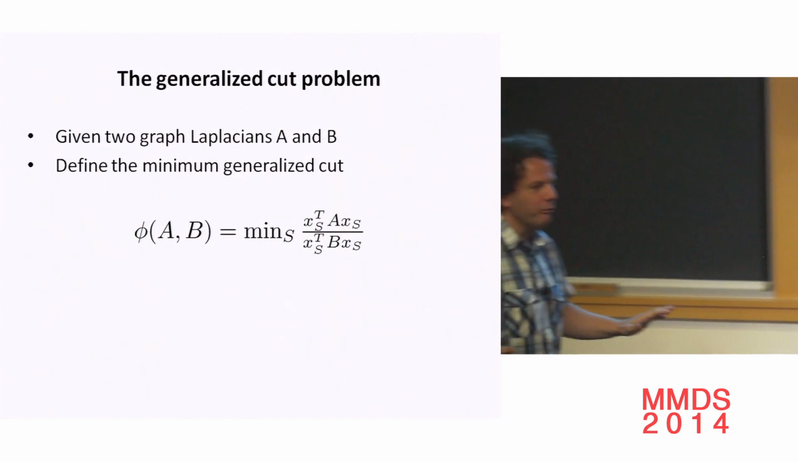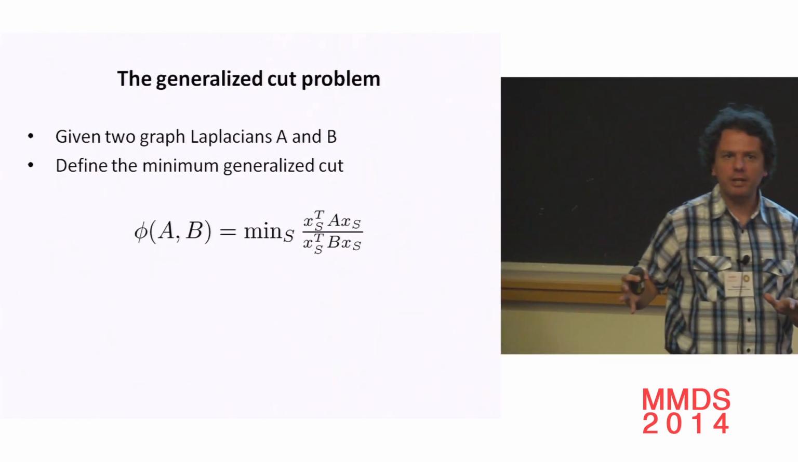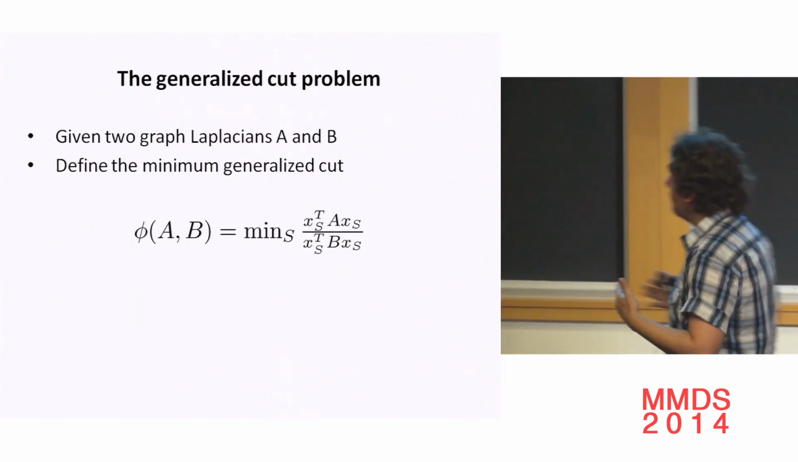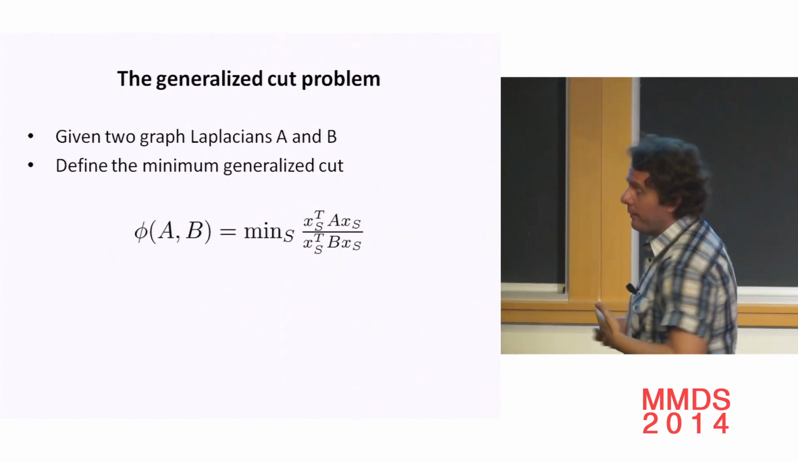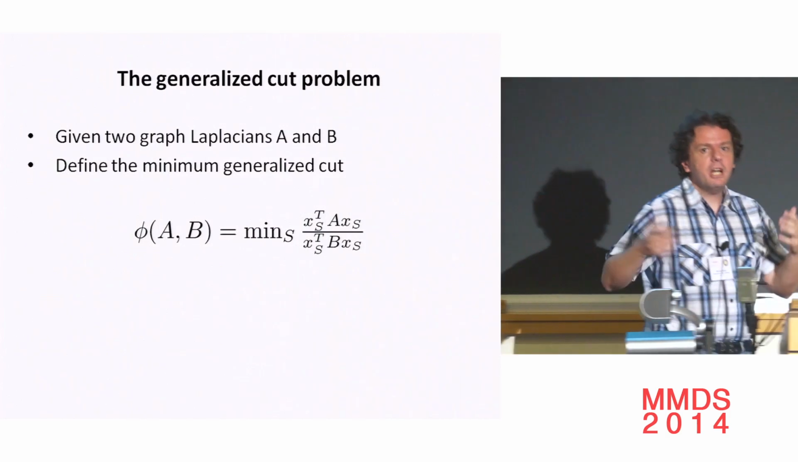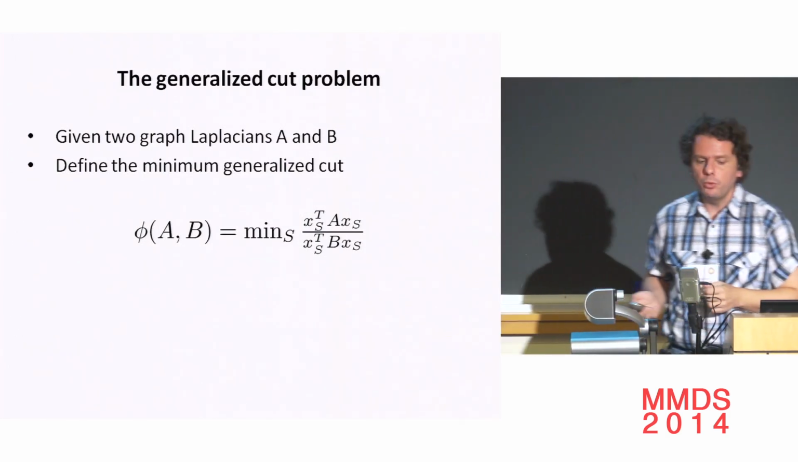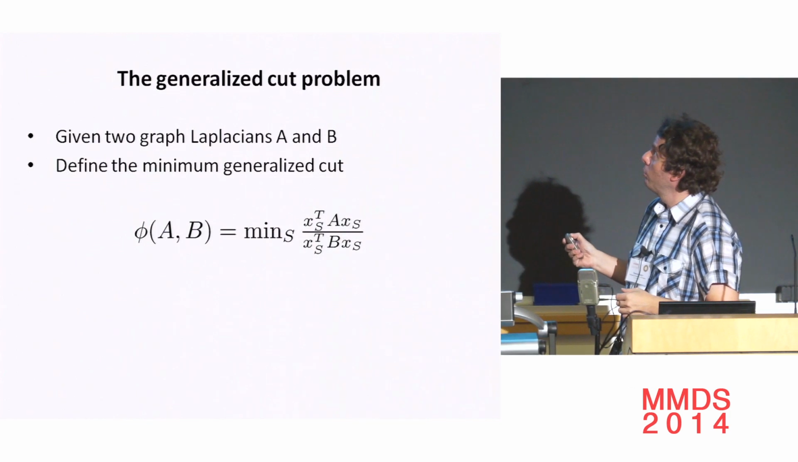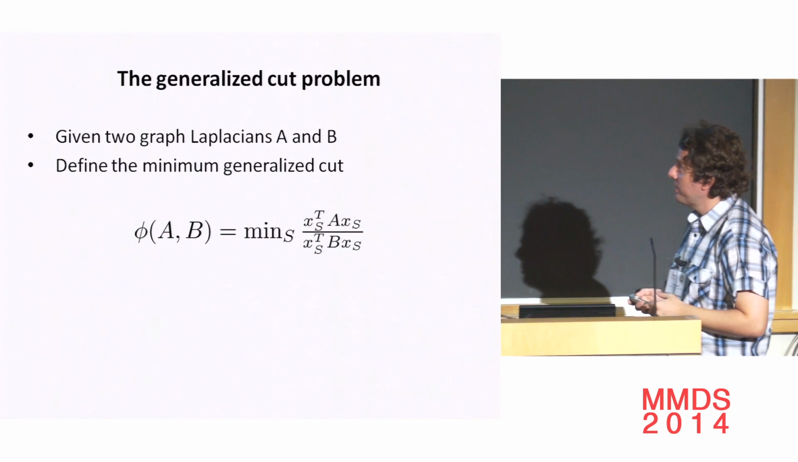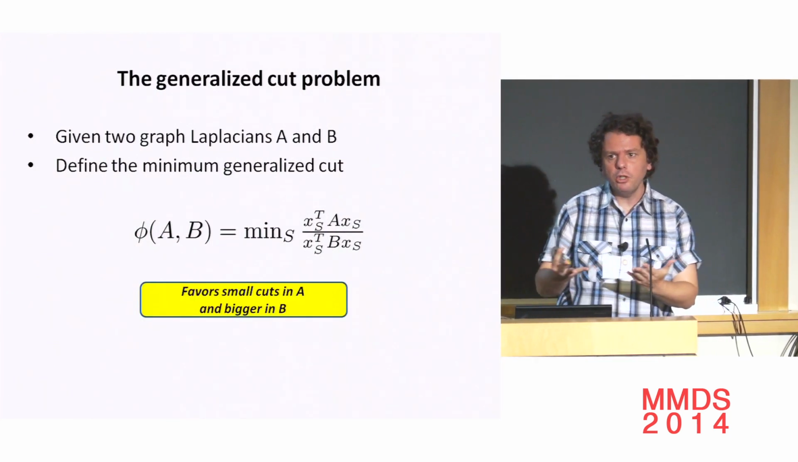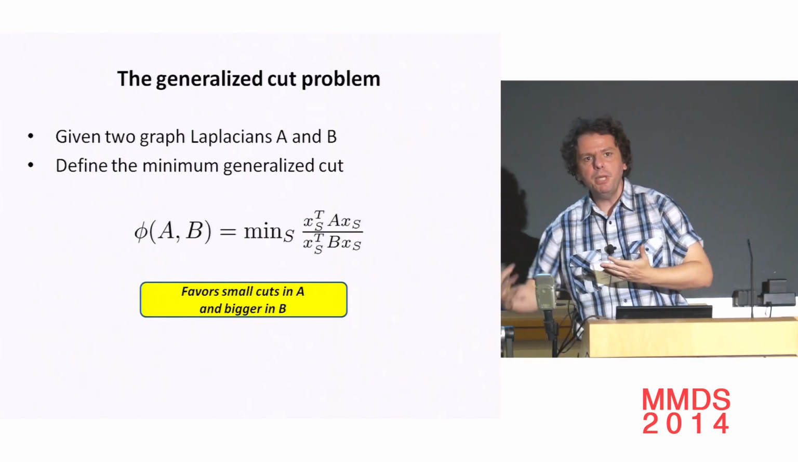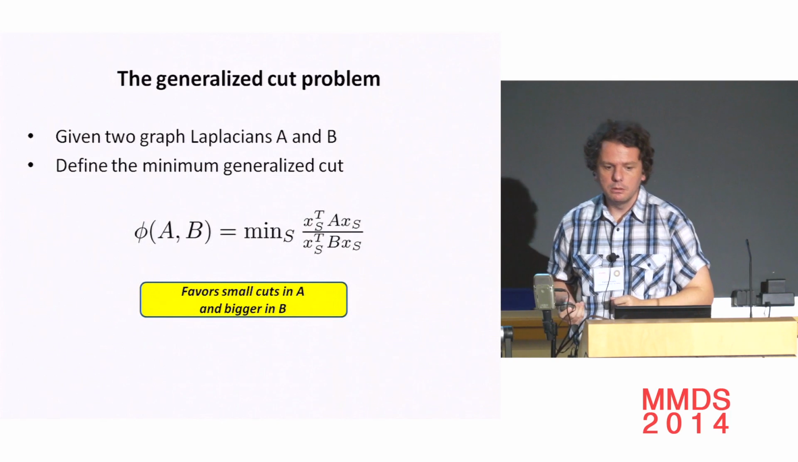Okay. So I find the eigenvectors of the Laplacian or the normalized Laplacian. However, I can do way more general things. Given two graph Laplacians, A and B, I can define a generalized cut, a minimum generalized cut, which is this optimization problem. I want to minimize this ratio with these two quadratic forms. And so what happens here is that I have a quantity which favors small cuts in the graph A and bigger cuts in the graph B.